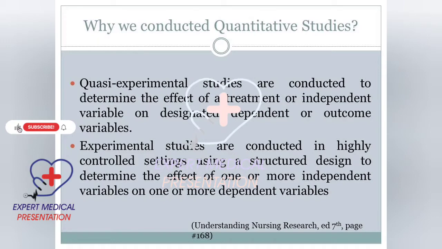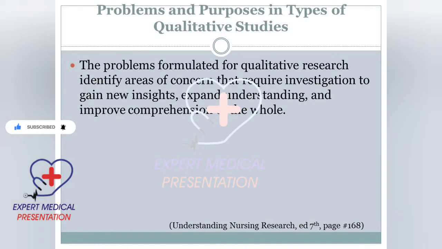Experimental studies are conducted in highly controlled settings using a structured design to determine the effect of one or more independent variables on one or more dependent variables. Problems and purposes in types of qualitative studies. The problems formulated for qualitative research identify areas of concern that require investigation to gain new insights, expand understanding, and improve comprehension of the whole.